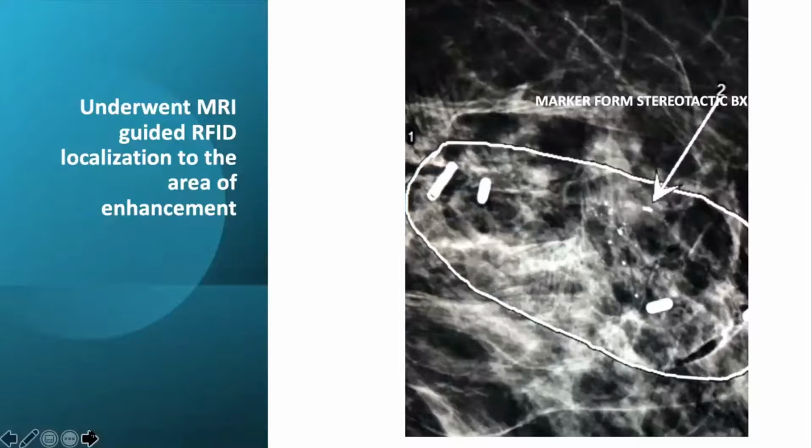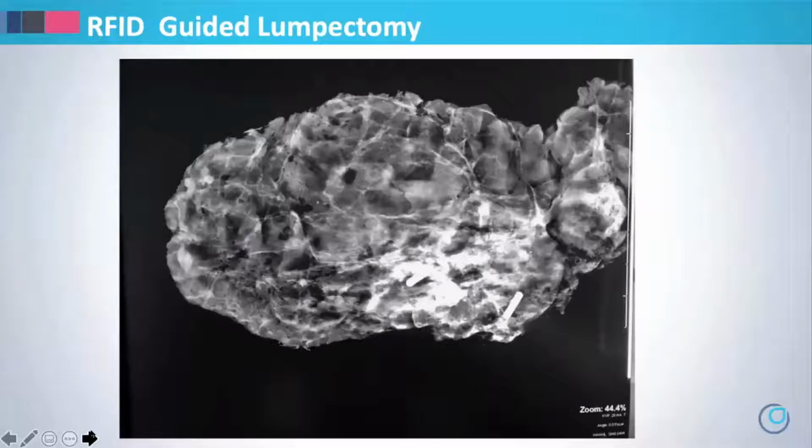So she underwent MRI-guided RFID localization of the areas of enhancement. You can see the stereotactic marker was near the calcifications, but the area of enhancement you can see much more clearly delineated by the RFIDs. My breast imaging radiologist did place those under MRI guidance. The patient underwent ultrasound and RFID guided lumpectomy. You can see that the specimen was actually turned a little bit on its side. It rolled over. So the RFIDs were not as close to the margin as they appear in this x-ray.